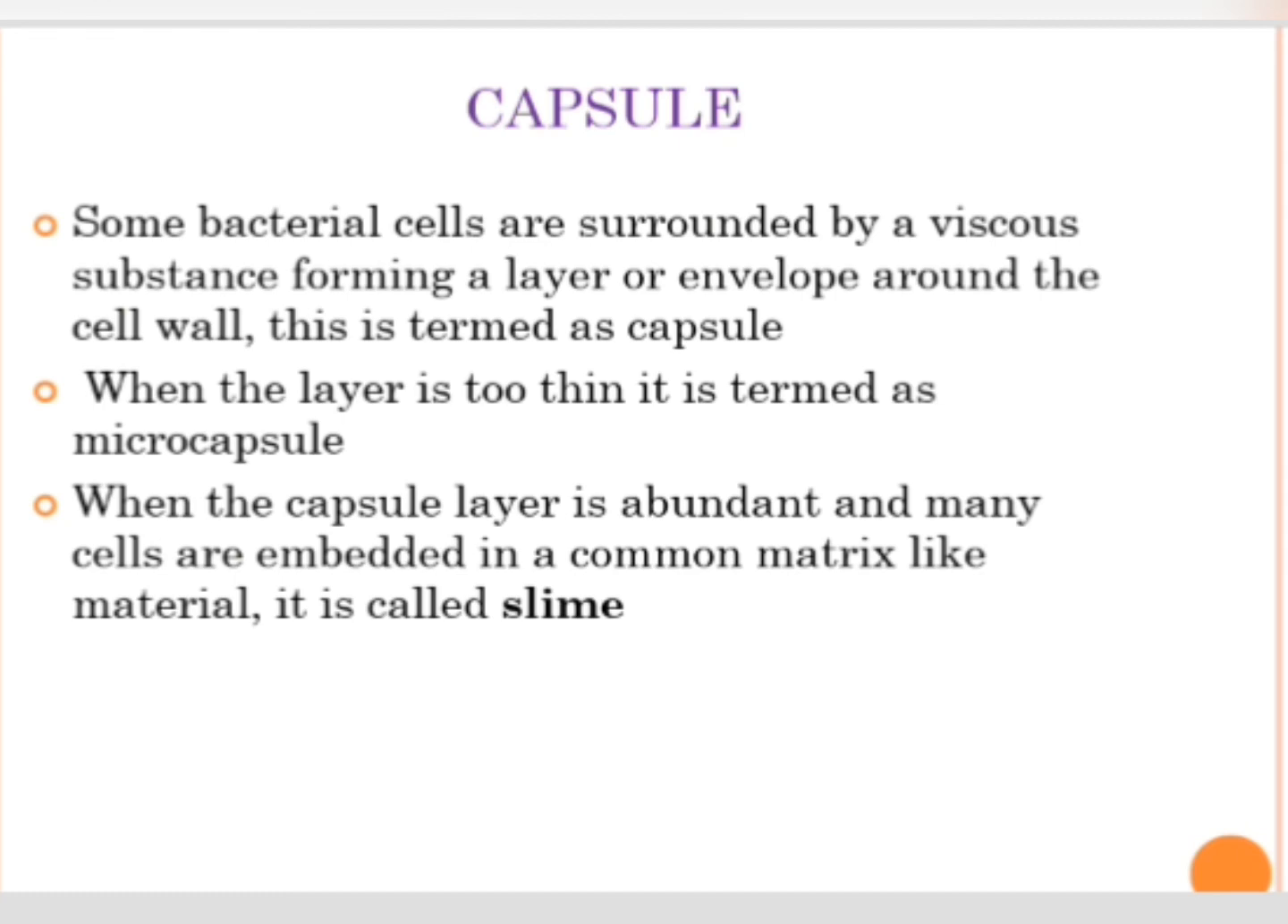A microcapsule has only a thin viscous material around the cell wall. And a slime layer has an abundant capsule layer around the cell wall, and more than one bacterial cell gets embedded within that capsule layer. Then it is called a slime or slime layer.